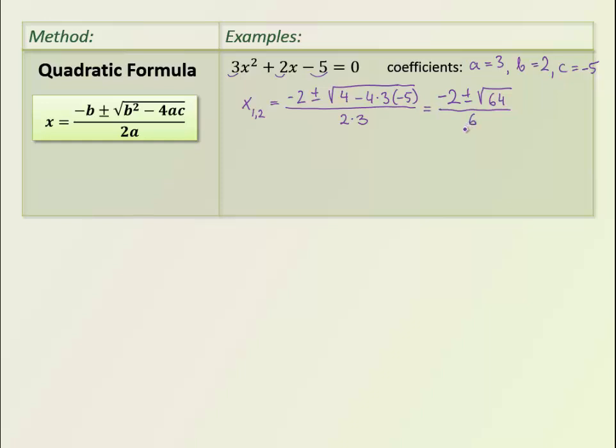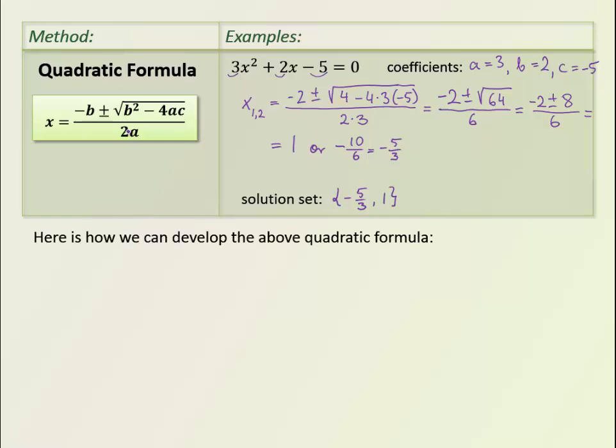over 6. Now, here we are quite lucky because root 64 is easy to calculate. That will be negative 2 plus minus 8 over 6. And since these two numbers can be added or subtracted, let's do it. Negative 2 plus 8 is 6 over 6, which gives you 1. Or negative 2 minus 8 is negative 10 over 6, that can be simplified to negative 5 over 3. Therefore, our solution set is composed of two numbers, negative 5/3 and 1.